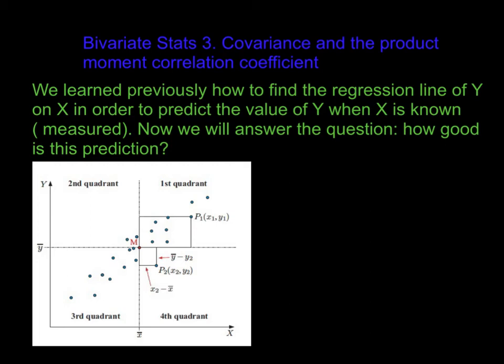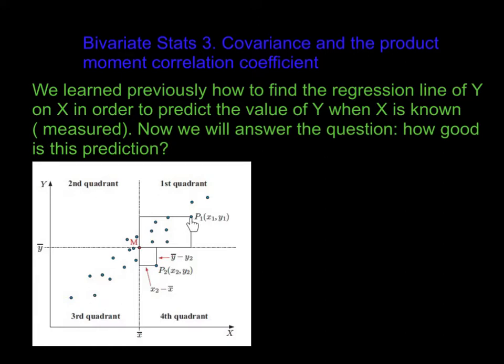After learning how to find the regression line of y on x, I now want to look at the question: how good is my prediction? To what degree can I use a line to predict y when x is given? In order to answer this question, I'm going to look at how well related the variables x and y are.